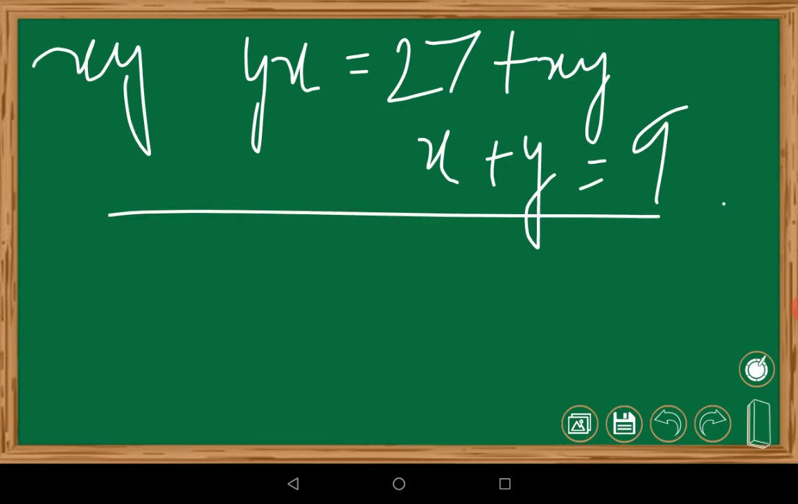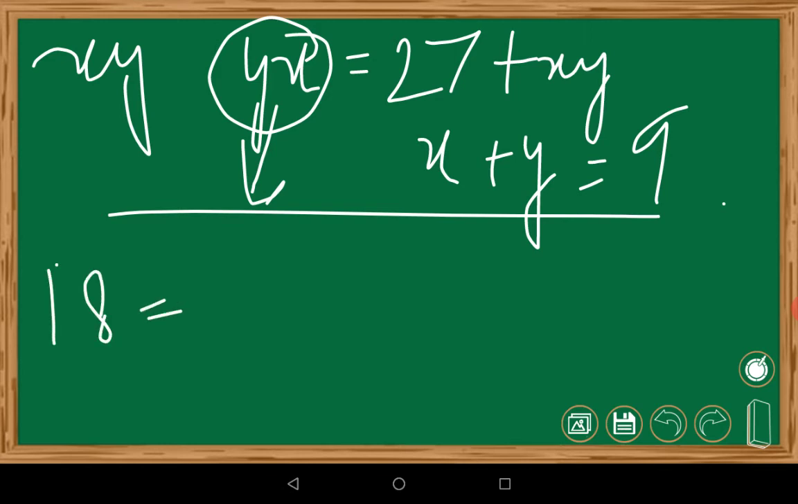First, whatever this interchanged number is, we can write it in expanded form, right? Suppose 18 is there. What is the expanded form? 10 plus 8, right? Here, 10 into 1 plus 8. In the same way we are going to do this also. So 10 plus 8 is the expanded form. That means this 10 is the tens place and this is the ones place.